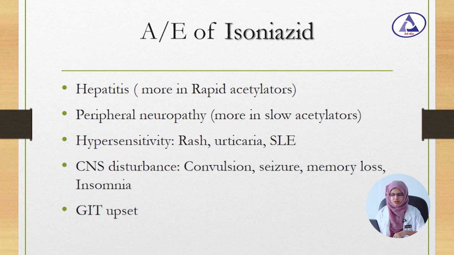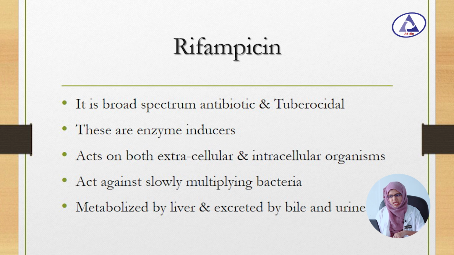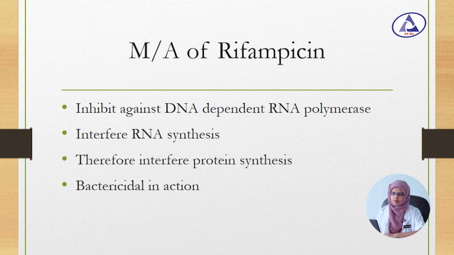Adverse effects of isoniazid are hepatitis, peripheral neuropathy, hypersensitivity, CNS disturbance and GIT upset. Rifampicin: it is a broad spectrum antibiotic and antitubercular. It is an enzyme inducer, acts on both extracellular and intracellular organisms, acts against slowly multiplying bacteria, metabolized by the liver and excreted by bile and urine.